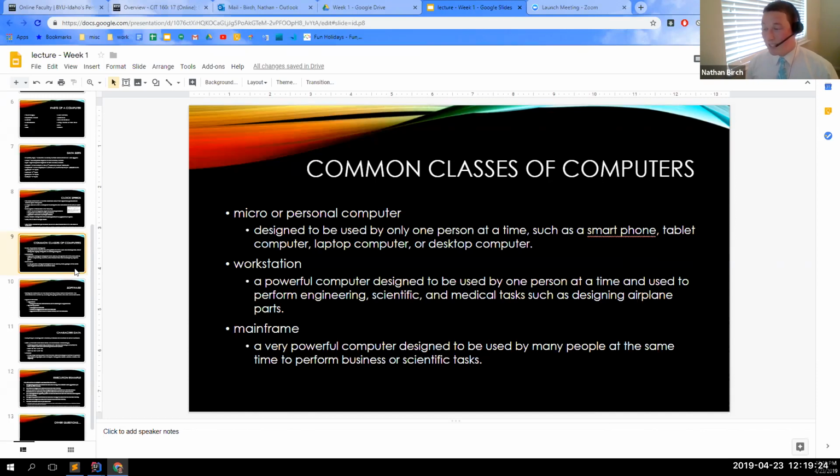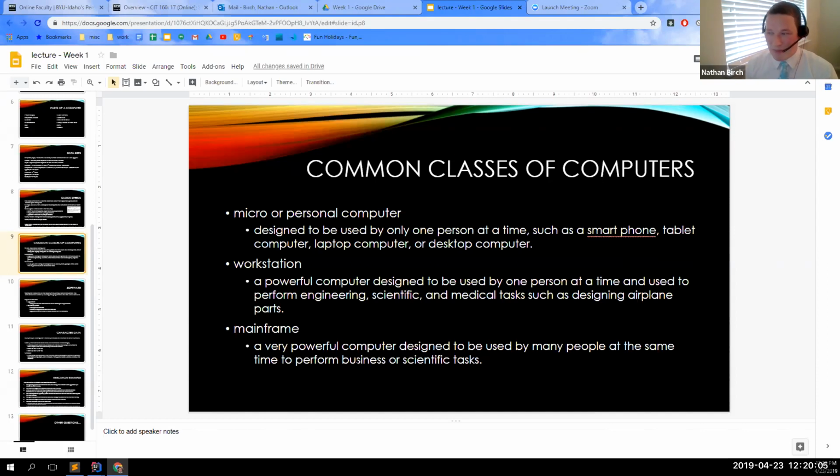Then we have a workstation, which is a powerful computer designed also to be used by a single person at a time, but is used to perform heavy tasks, anything with heavy math like engineering or scientific stuff, medical tasks. Some examples of these would be designing airplane parts. I've had to develop code for projects using virtual machines, and a workstation like this would be able to support several virtual machines at a time. So just a really powerful computer. And then we have a mainframe, which is also a very powerful computer, much more powerful than your regular workstation.